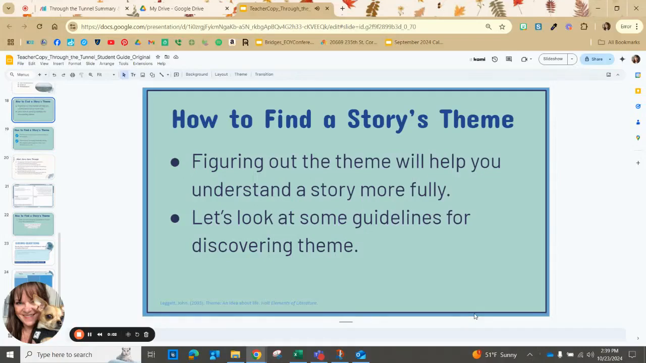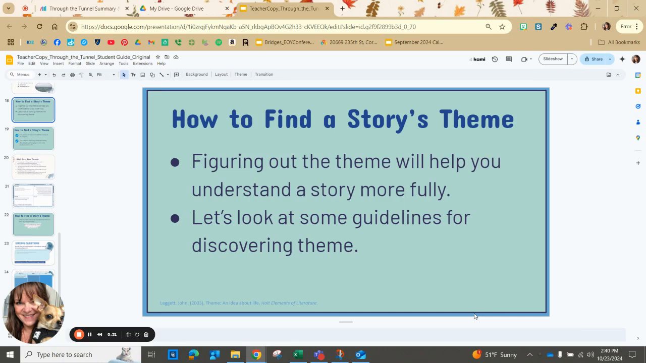In this video tutorial, we are going to be looking at finding a story's theme, more specifically finding the theme in Doris Lessing's short story Through the Tunnel. Just letting you know that this might go longer than one part, so we might not find the exact theme in the story by the end of this tutorial. We'll see how far we get, and there might be a part two.